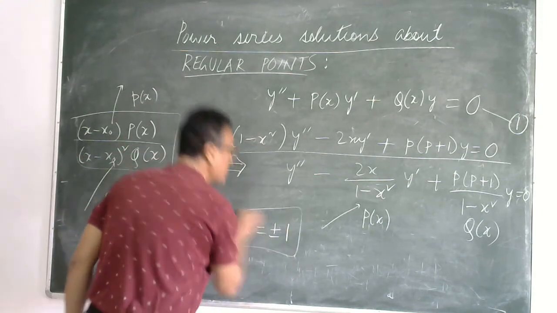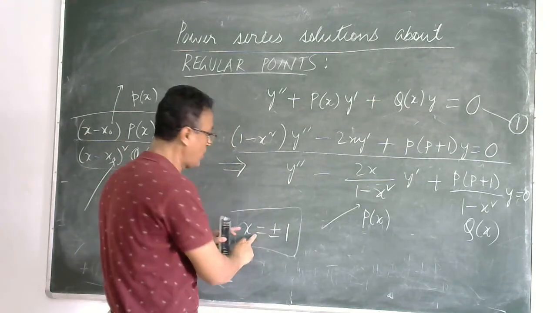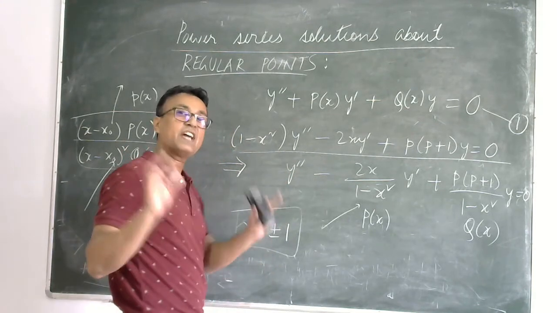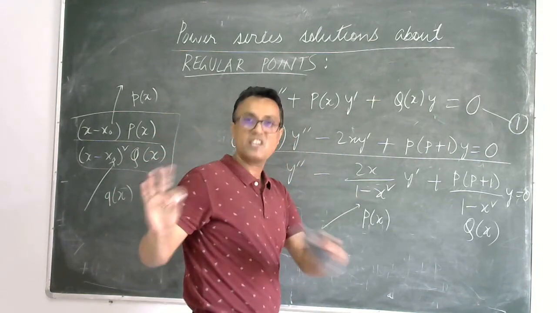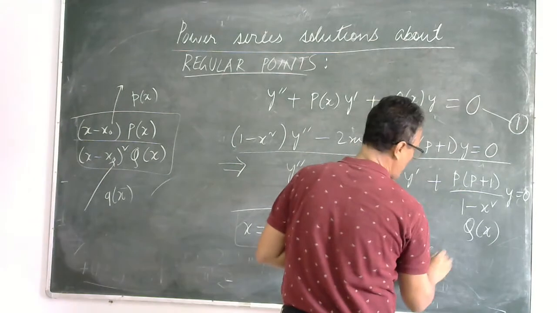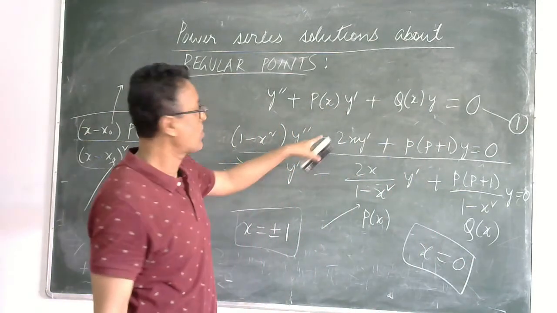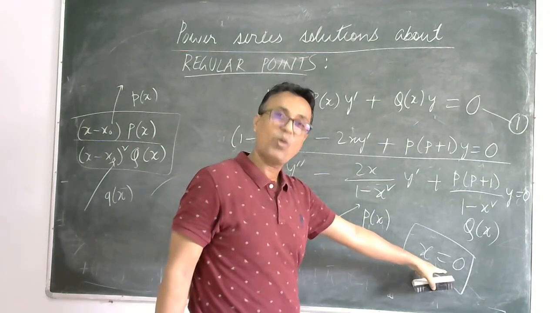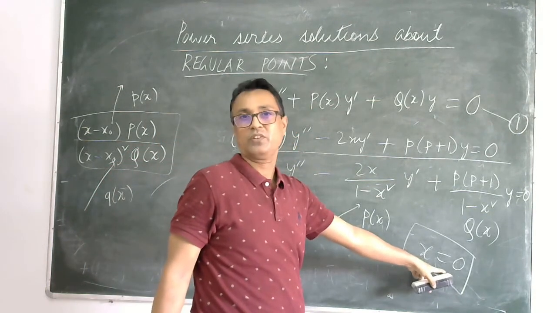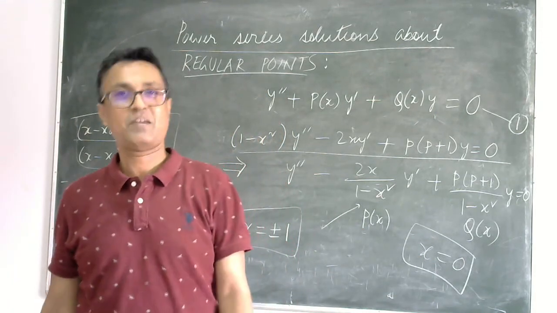What we did here, instead of finding a series solution about the points x equal to plus minus 1, we played it safe. We simply tried to find a series solution for this Legendre's equation about some point which is not a singular point. Still we got some solutions, right? And we were very happy about that.